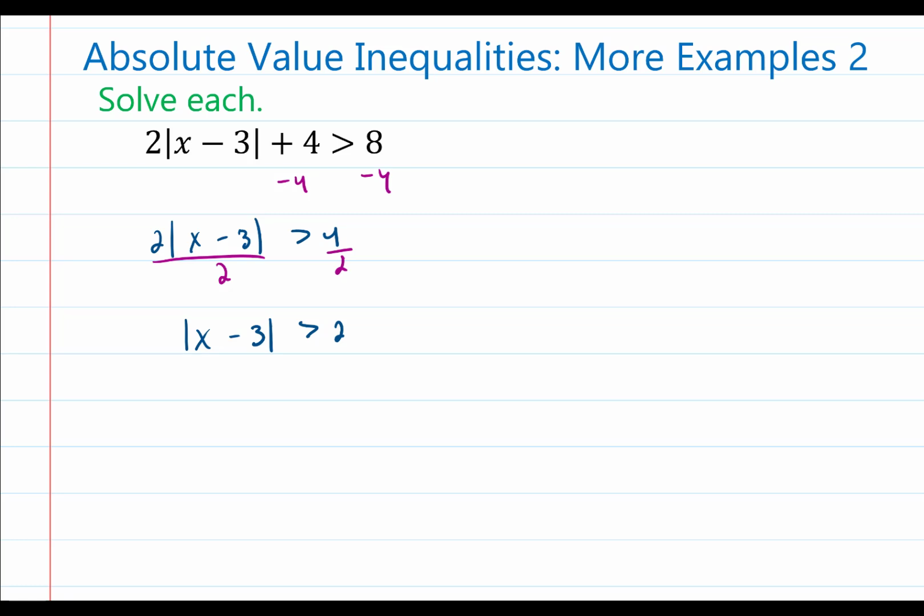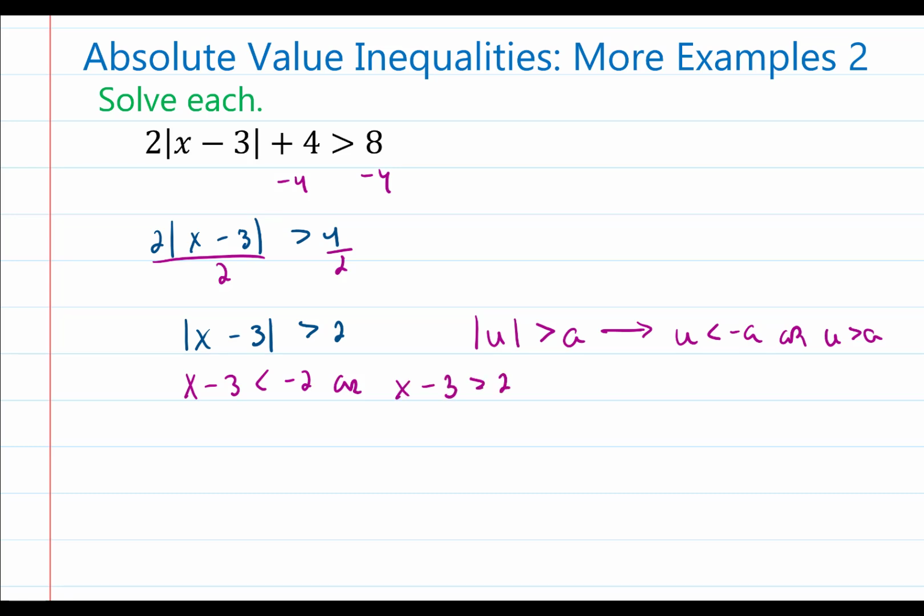We now can convert this over to a compound inequality using the fact that the absolute value of some variable expression, which we will call u, when it is greater than a value a, can be converted over into u is less than the opposite of a, which is negative a, or u is greater than a. So it converts over into an or compound inequality. So rewriting this using that relationship, we have x minus 3 is less than negative 2, or x minus 3 is greater than positive 2.